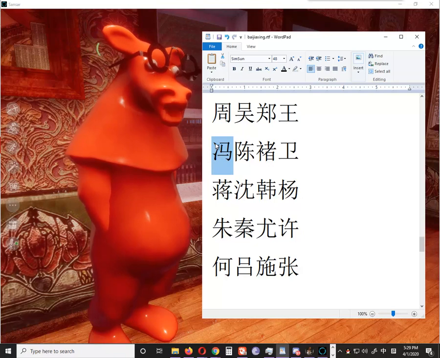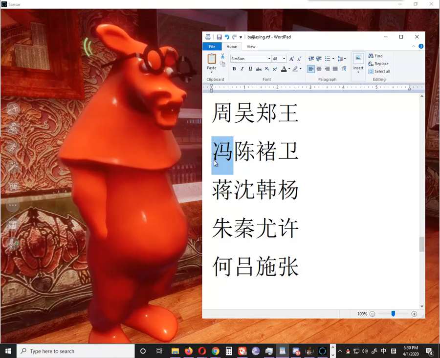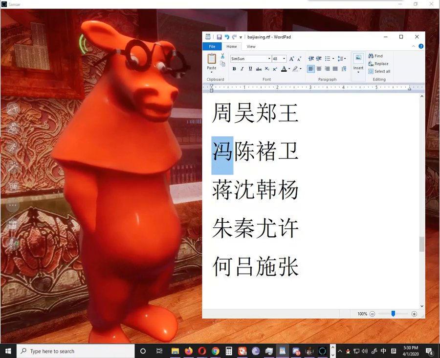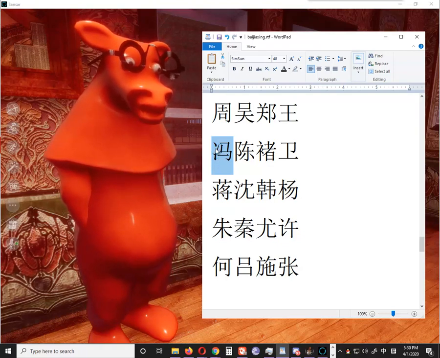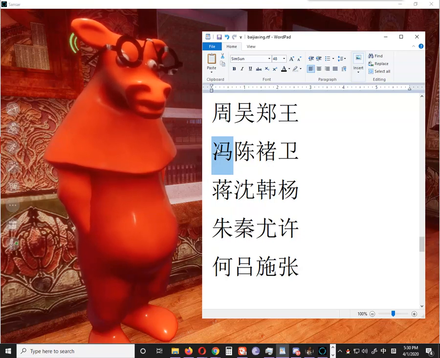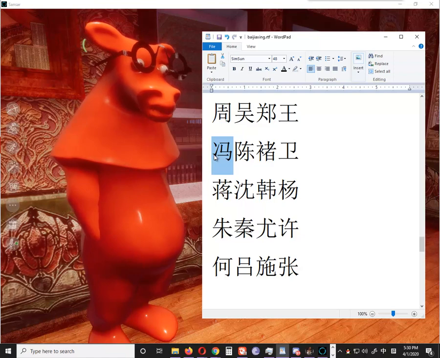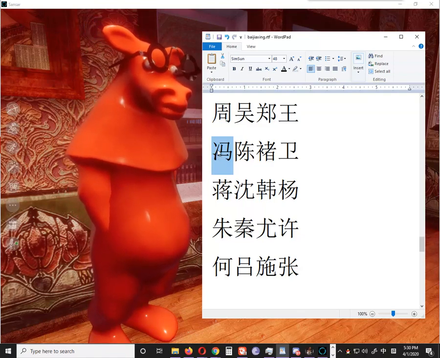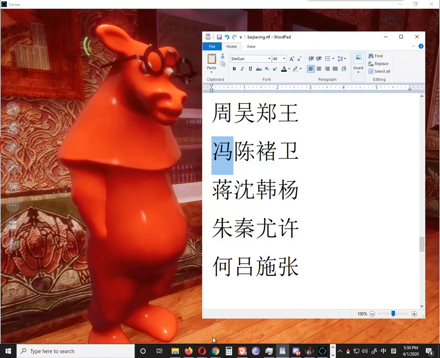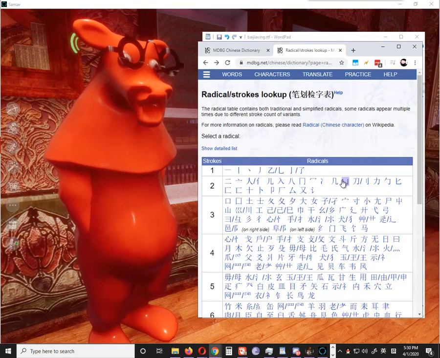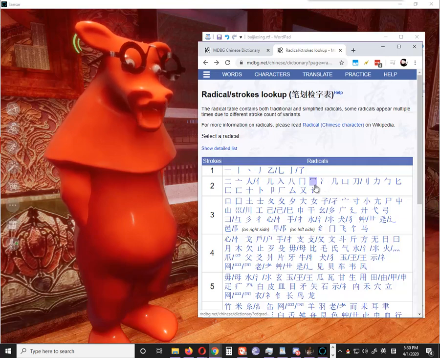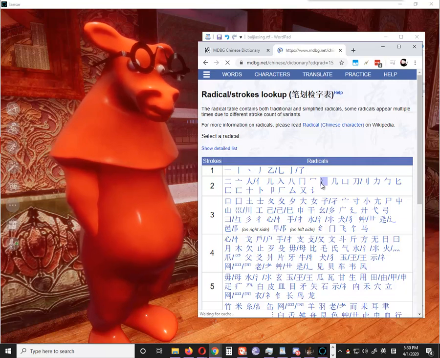Okay, so how do I know that this is Feng? I want to recognize on the left side of this character, there's a radical composed of these two little dots, and we call it the twin dot water, or liang dian shui. So when I want to look it up, I'm going to go into the two category until I can find it. Okay, that looks like it. I'm going to pick that one.